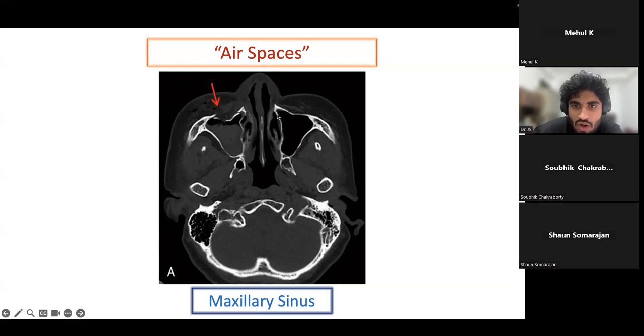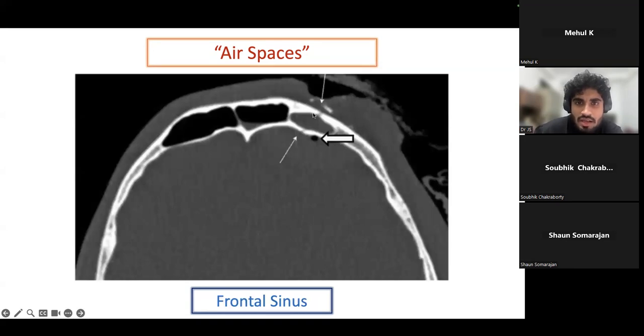Usually we will compare it with the other side, because on the left side it is normal. You can see there is jet black color, which is suggestive of air. Here you can see air is there, but there is also some structure filling that cavity. So there are multiple bone fractures of the maxillary sinus with hemosinus as well, and similarly there is a hemosinus in the frontal bone as well.